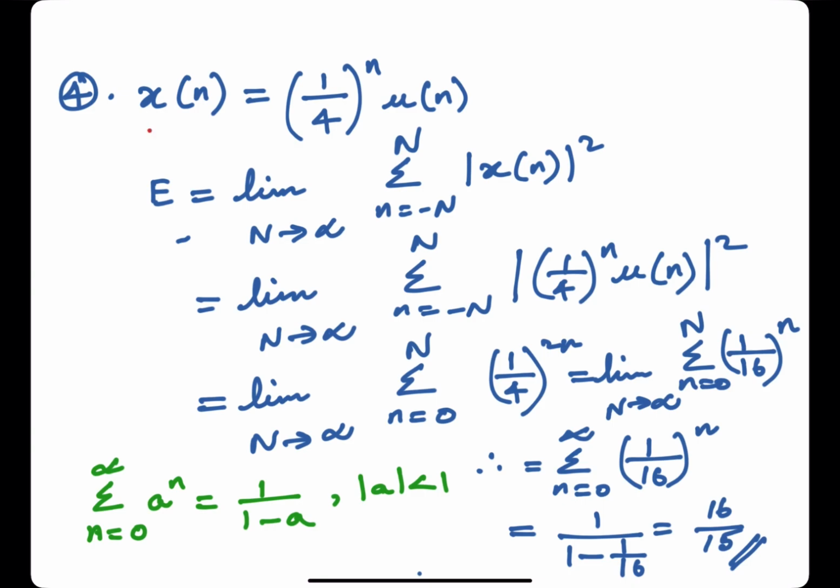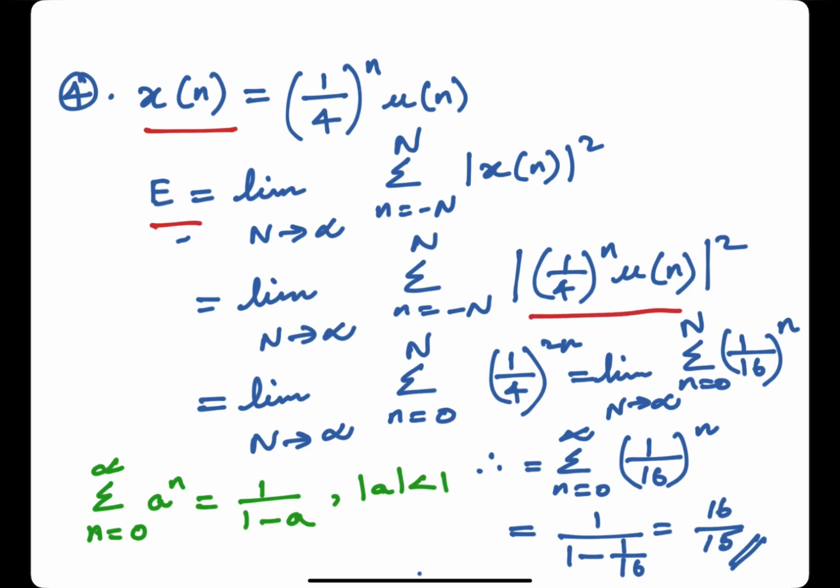Now let us take the discrete time signal x of n is equivalent to 1 by 4 power n u of n. So we need to find out whether this signal is an energy signal or power signal. So first we will substitute in the energy equation. That is E is equivalent to limit n tends to infinity summation n is equivalent to minus n to n mod x of n the whole square.